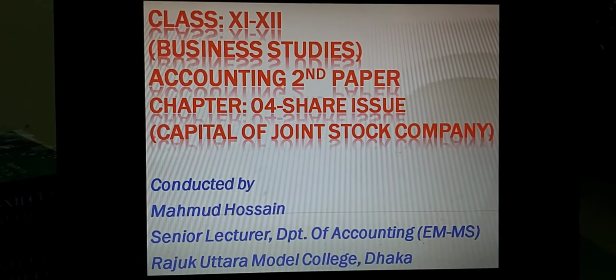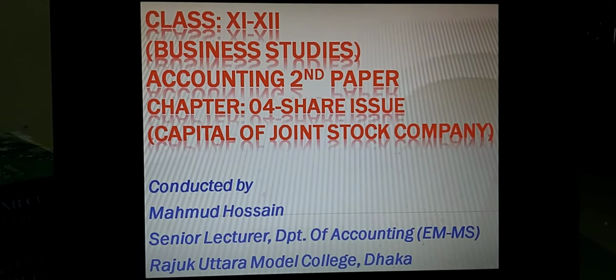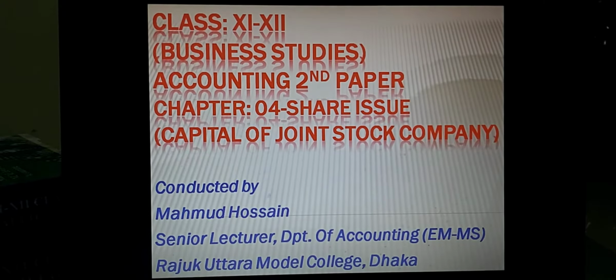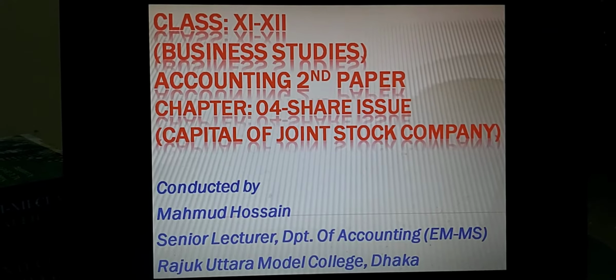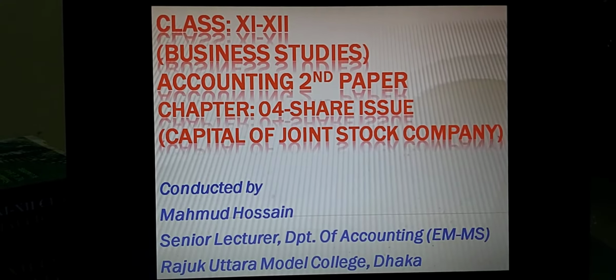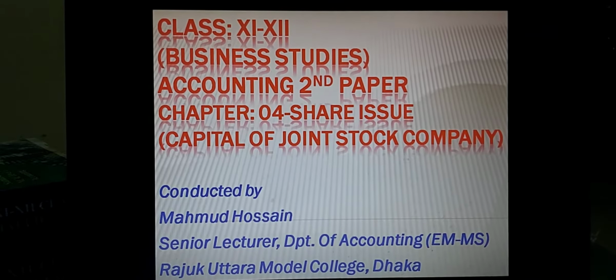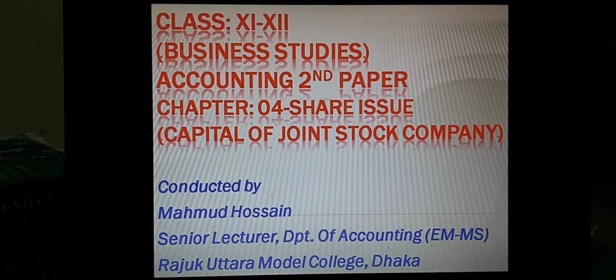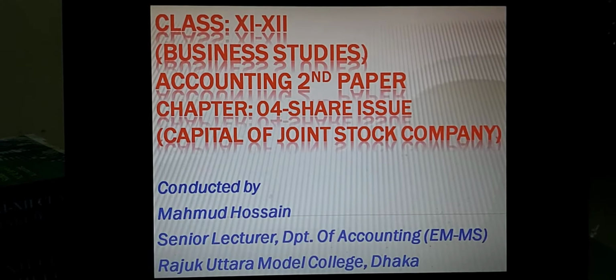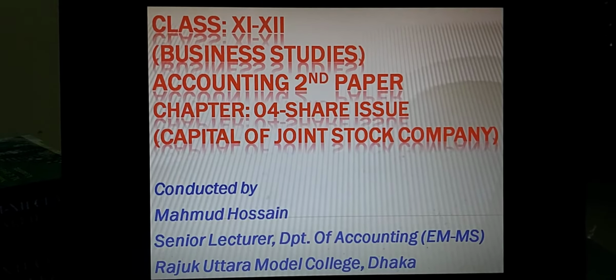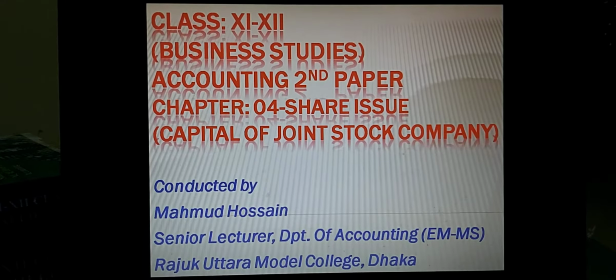Welcome back to our new lesson for the subject of Accounting Second Paper from your Accounting Learning Workbook Level 2. In Chapter 4, the topic is the capital of a joint stock company, also called share issue of a company. This is the third lecture for this chapter.